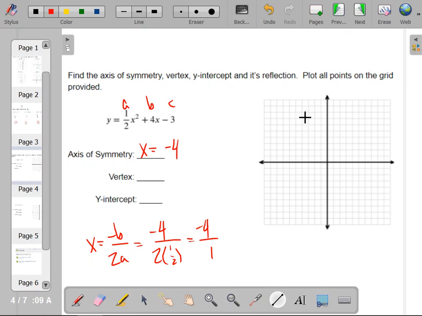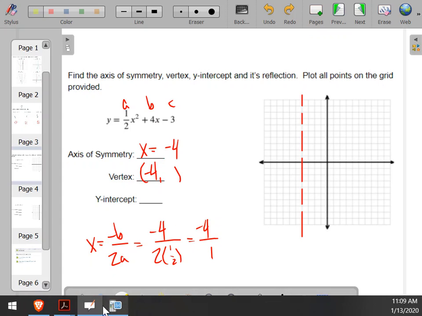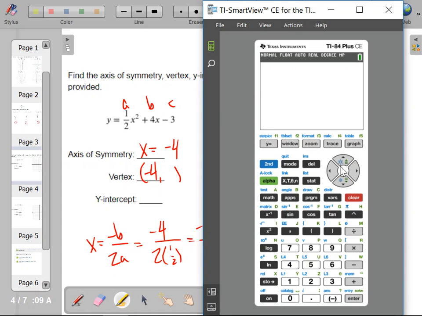1, 2, 3, 4. We know the middle, which is the x-coordinate of the vertex. But what we don't know is the y-coordinate of the vertex. So the way you figure that out is you need to type it in your calculator. You need to plug it into the function. Now this can be tricky. Just using your calculator can be an issue for people.